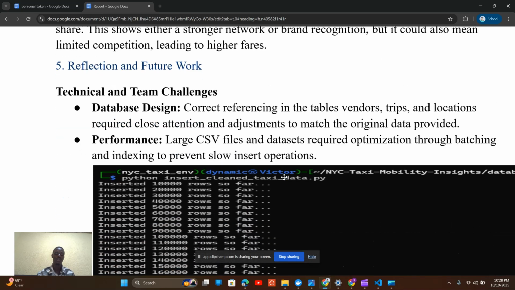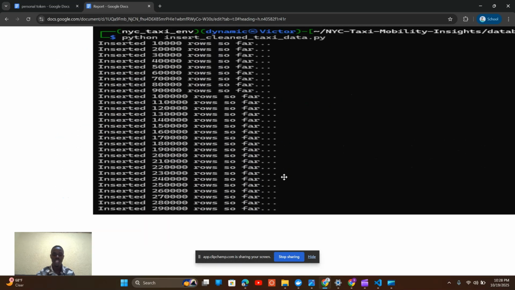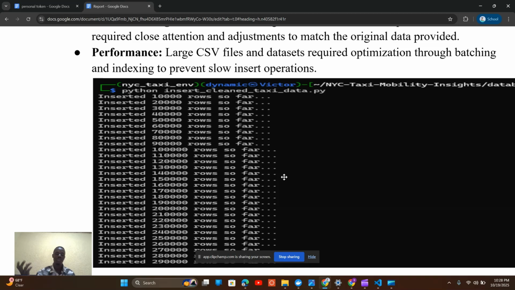Again, we met the challenge of missing the fare amount, which was not contained in train.csv, so we were not able to calculate the fare amount per kilometer.